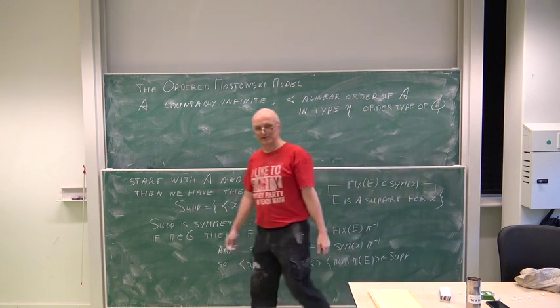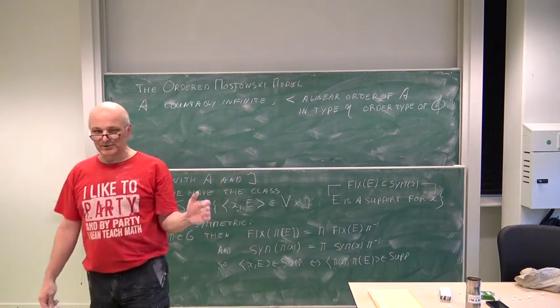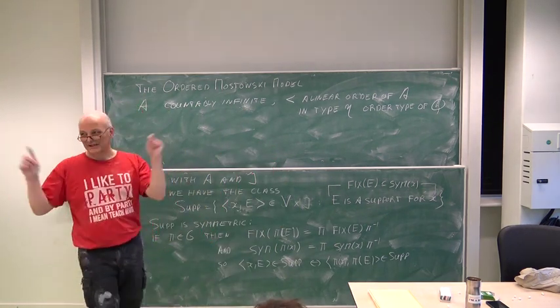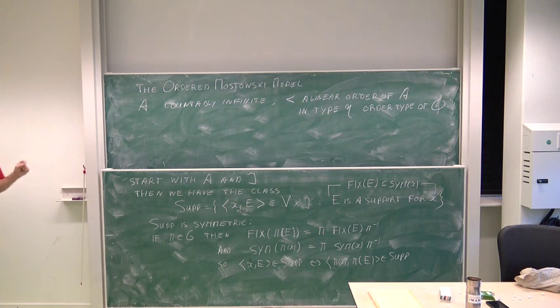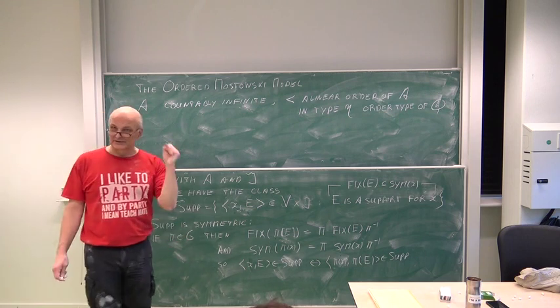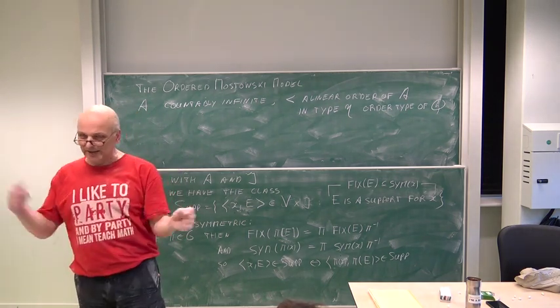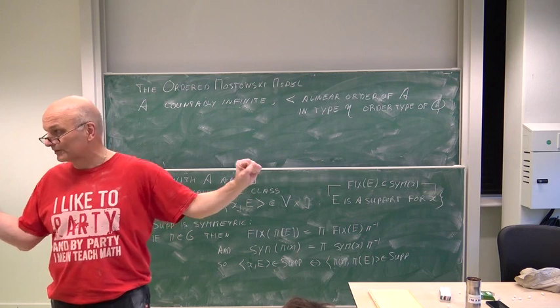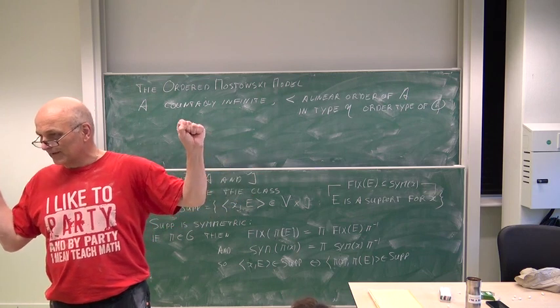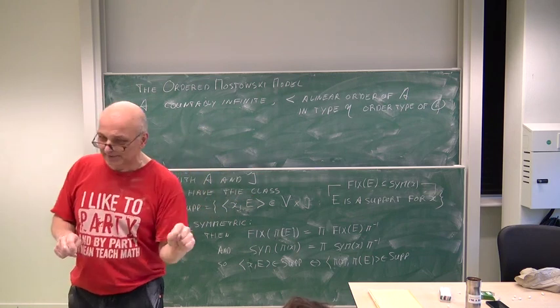It's the order type of the rationals. That was Cantor's notation in his big last paper, where he was summarizing all his work, where he showed that every countable densely ordered set without maximum or minimum is isomorphic to the rationals. And that common order type he called eta.